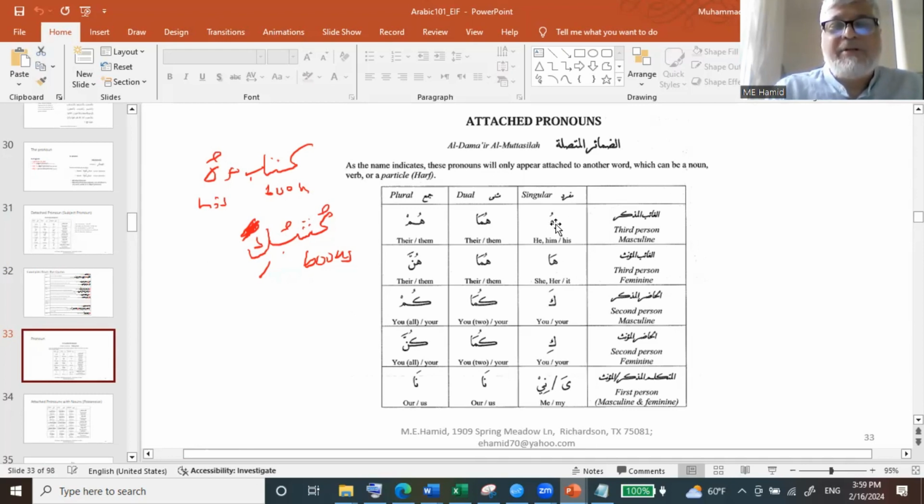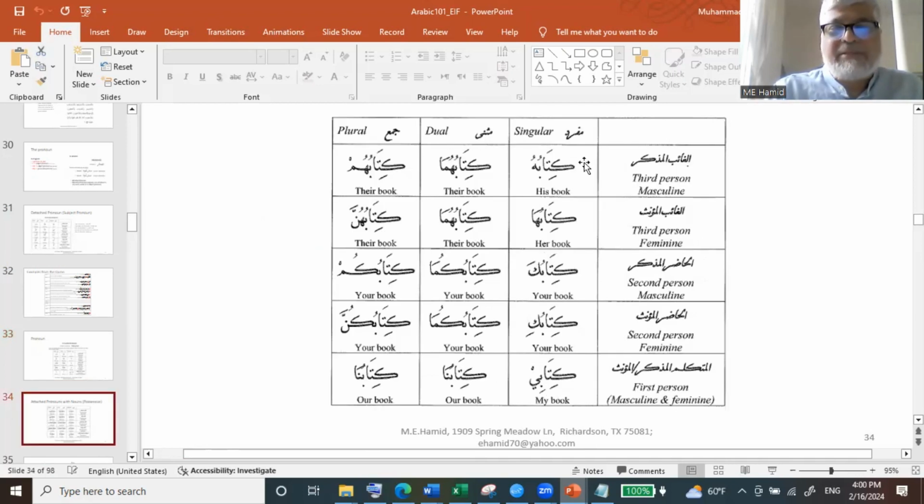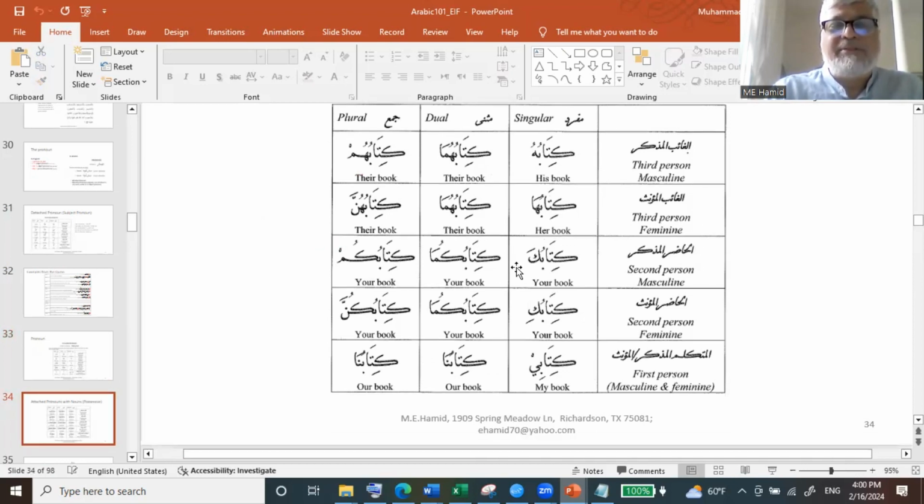But this is how it's being added to the end of the noun. Hu, huma, hum, ha, huma, hunna. Ka means you, kuma means you two, kum means you all. It's very understandable. Ki, you, feminine. Kuma, you two. Kunna, you all, feminine. It's used as an object pronoun or possessive pronoun, and this is called attached pronouns. So let's look at the example we did last time, where kitab plus his book, their book, her book, kitabuha. We looked at all these scenarios.